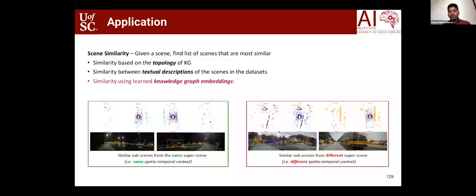So we want to make sure that the model can capture these similarities, and even though the scenes are visually dissimilar, the model should be able to capture the contextual similarity. So we can see here the black string of objects are actually barriers, and here the orange boxes are actually parked cars, and here also the vehicle is trying to take a left. In this case also the vehicle is trying to take a left. So even though these two subscenes are visually dissimilar, they both are contextually similar. So the model could capture that.